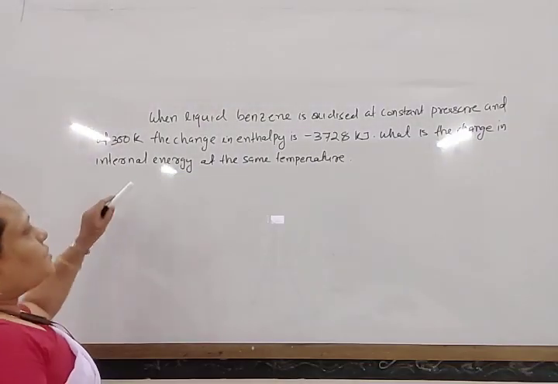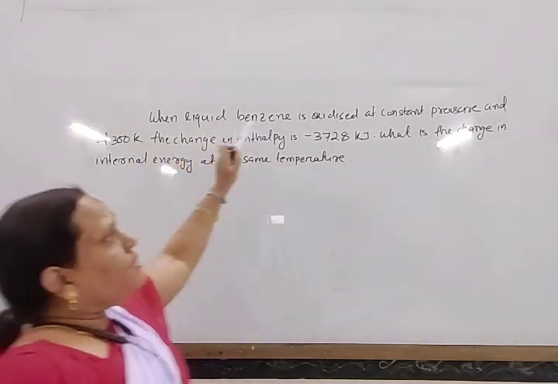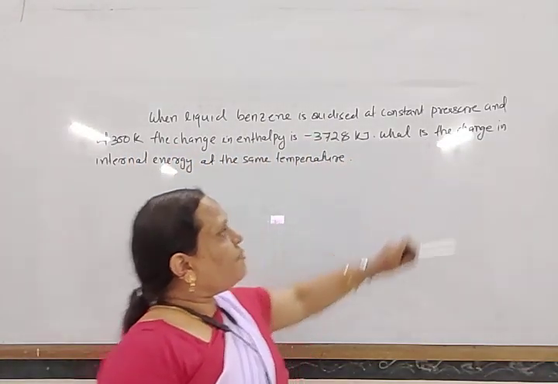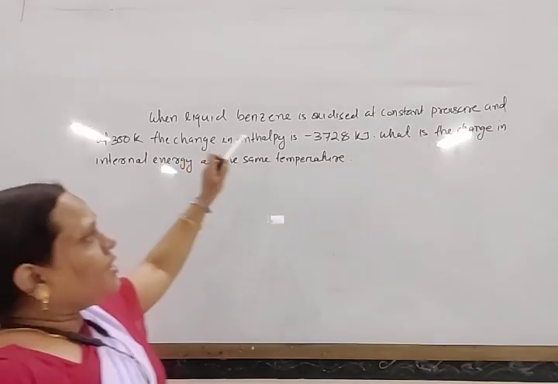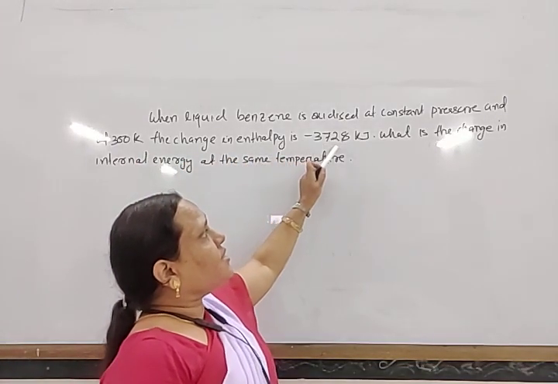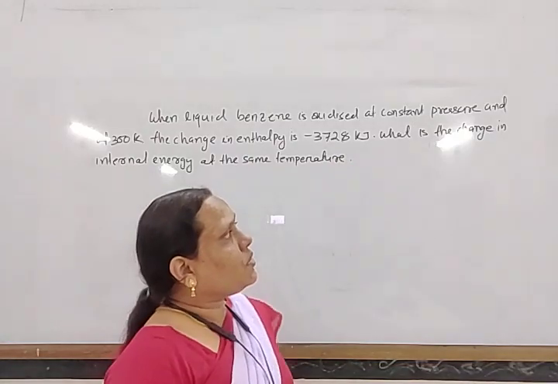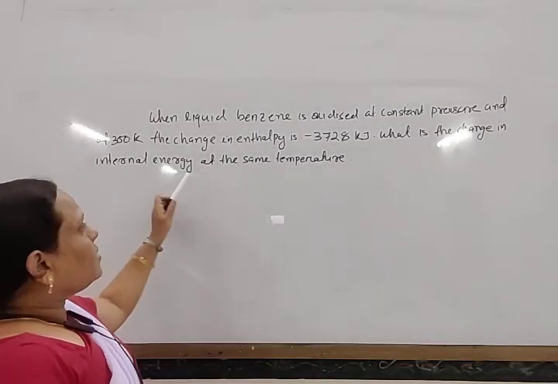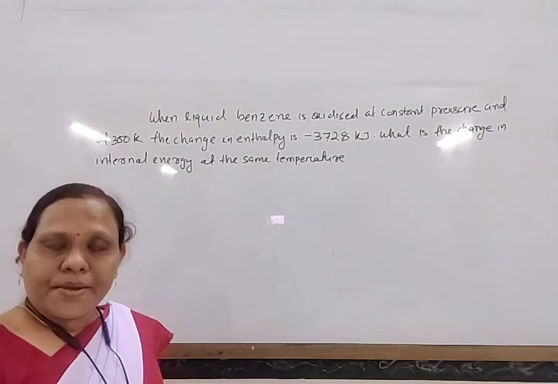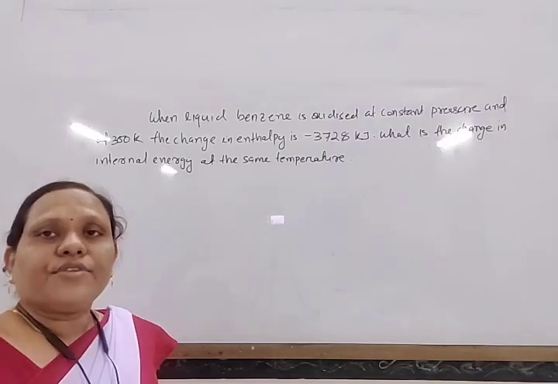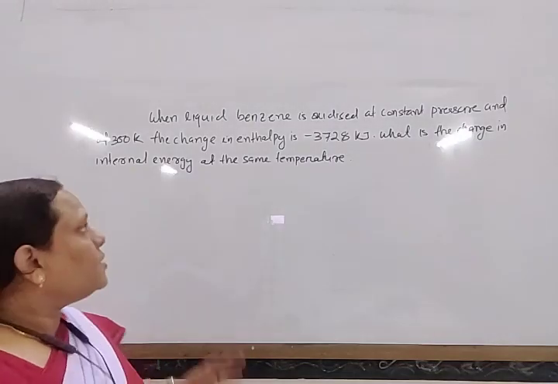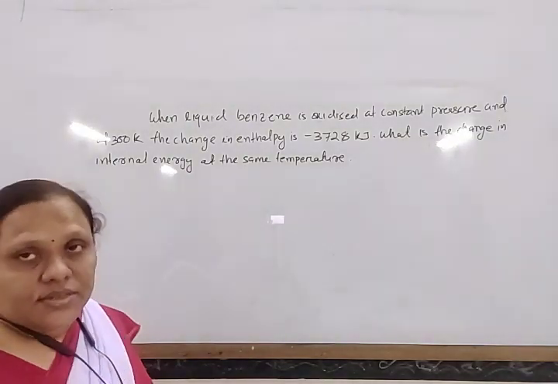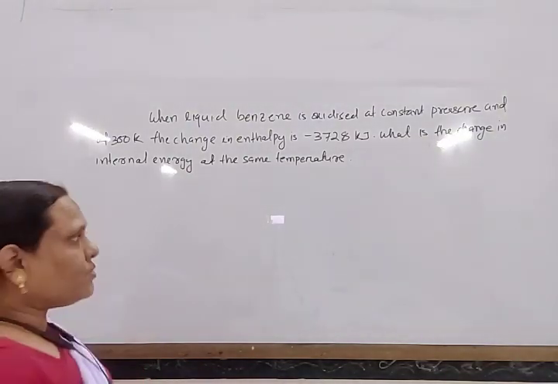Look at this question. When liquid benzene is oxidized at constant pressure and at 300 Kelvin, the change in enthalpy is minus 3728 kilojoule. What is the change in internal energy at the same temperature? For that, first we have to write a balanced equation, for the oxidation of 1 mole of benzene.